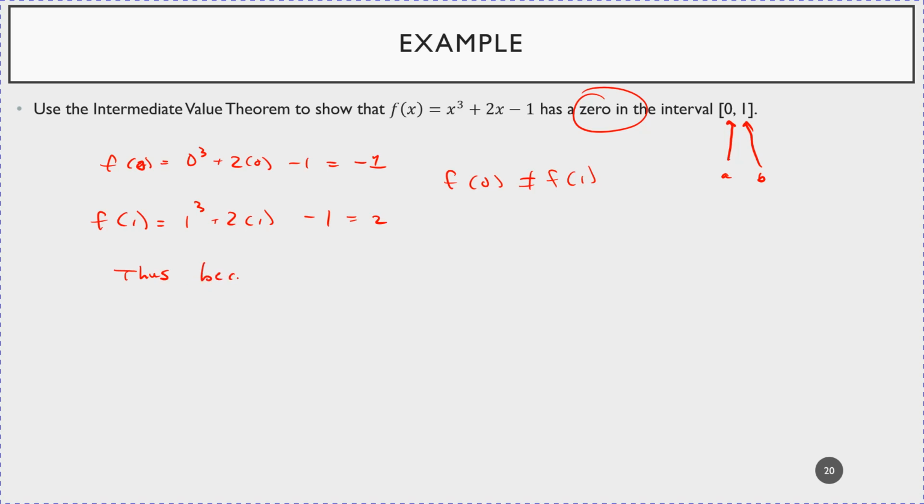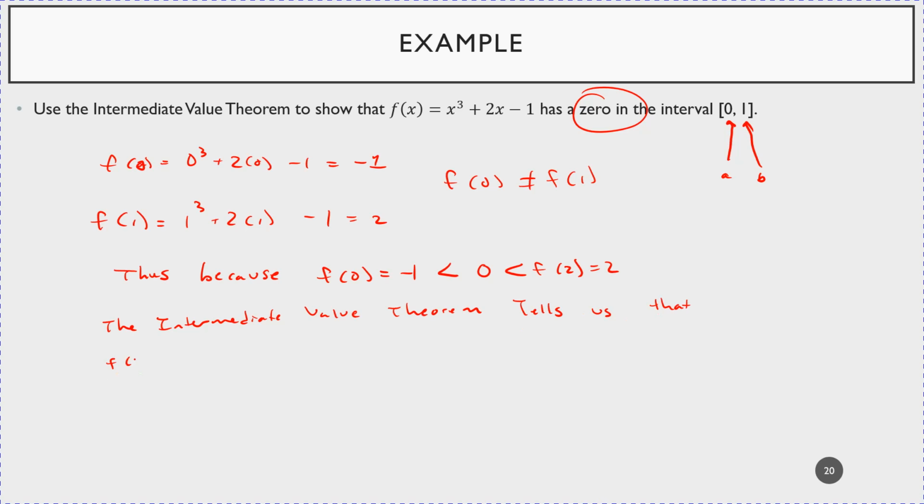Okay, thus because f of 0 is equal to negative 1, which is less than 0, which is less than f of 1, which is equal to 2, the intermediate value theorem tells us that f of x must have a 0 between 0 and 1. And that's all that's saying, right?